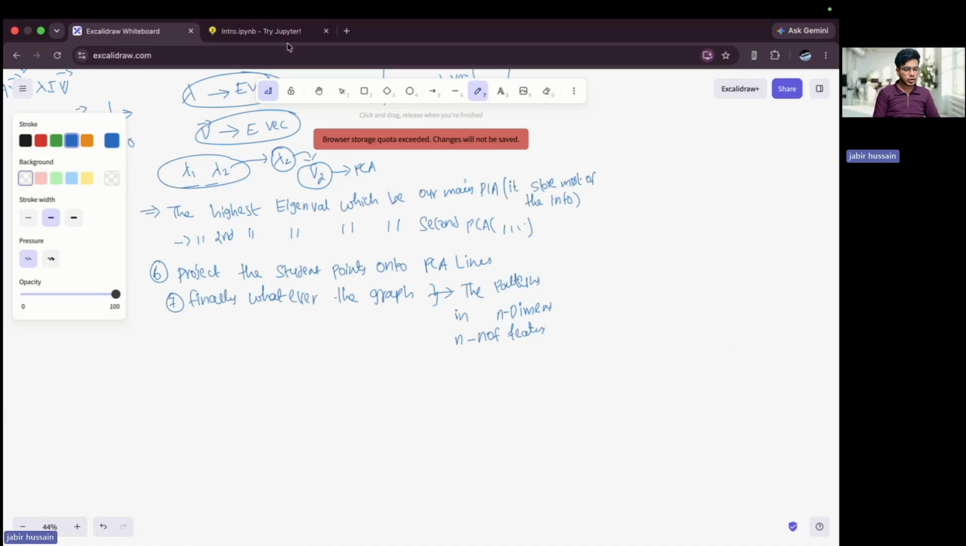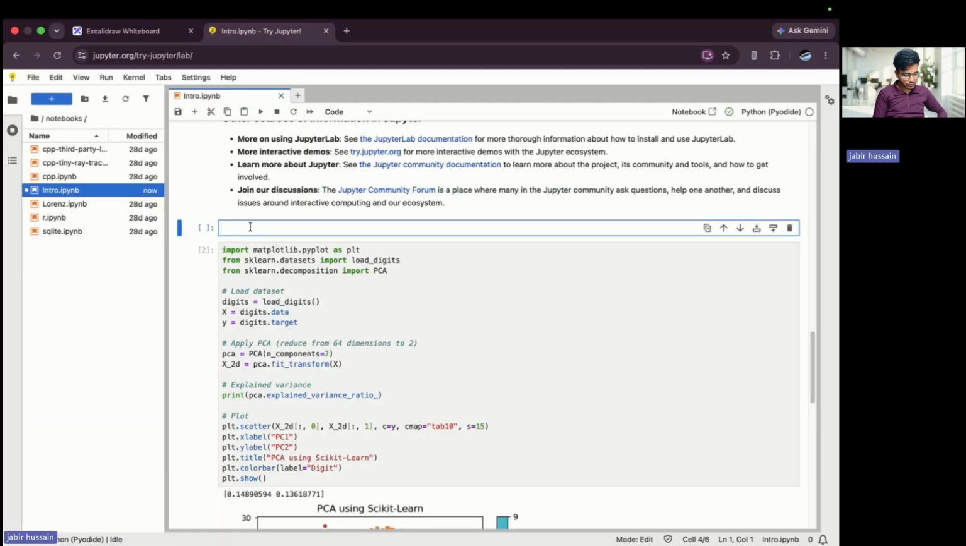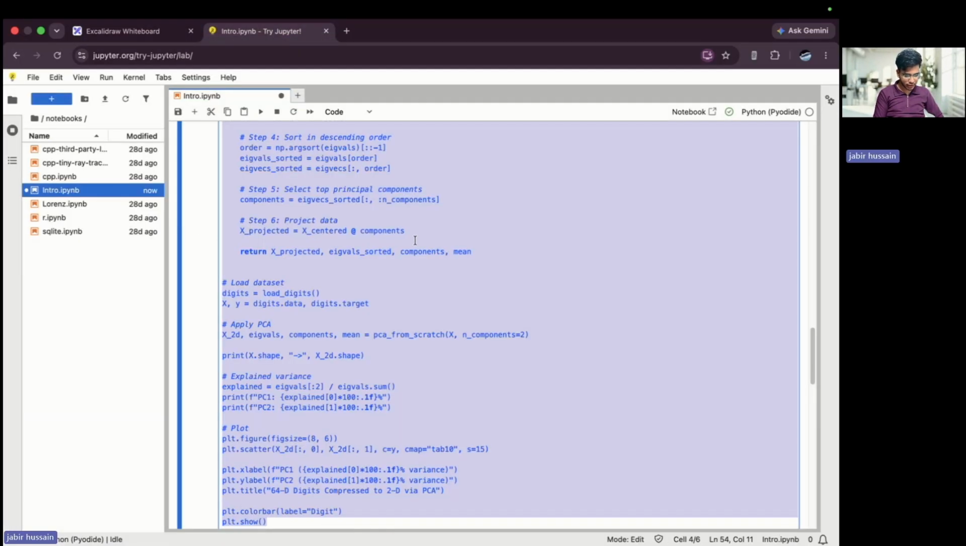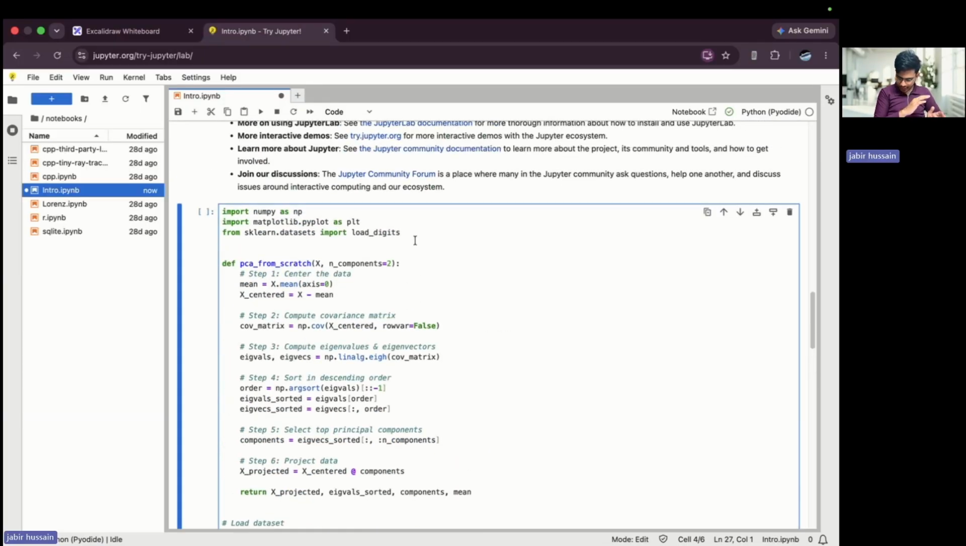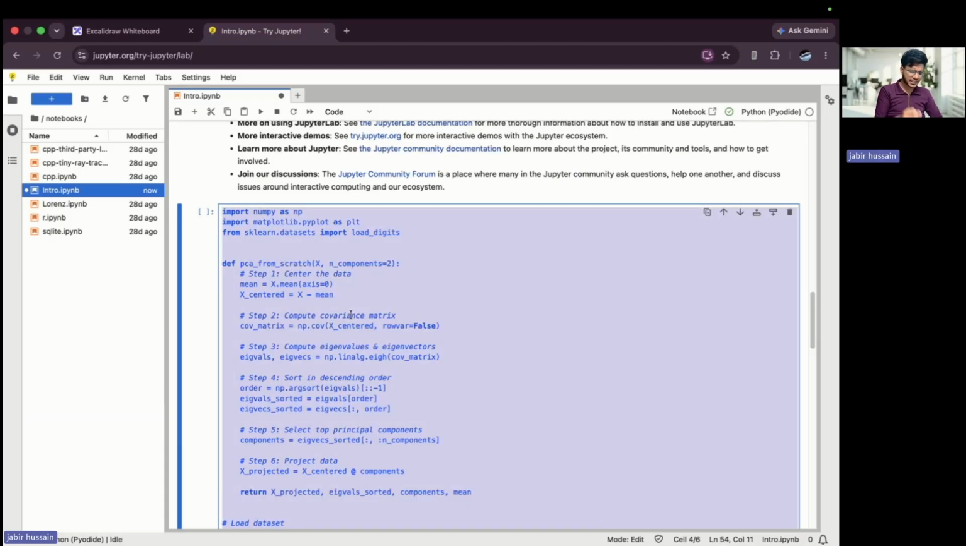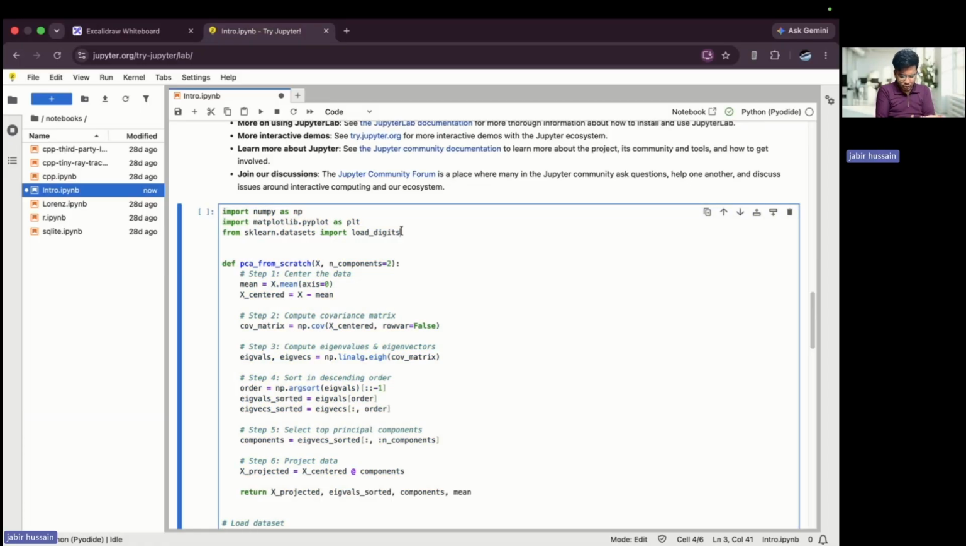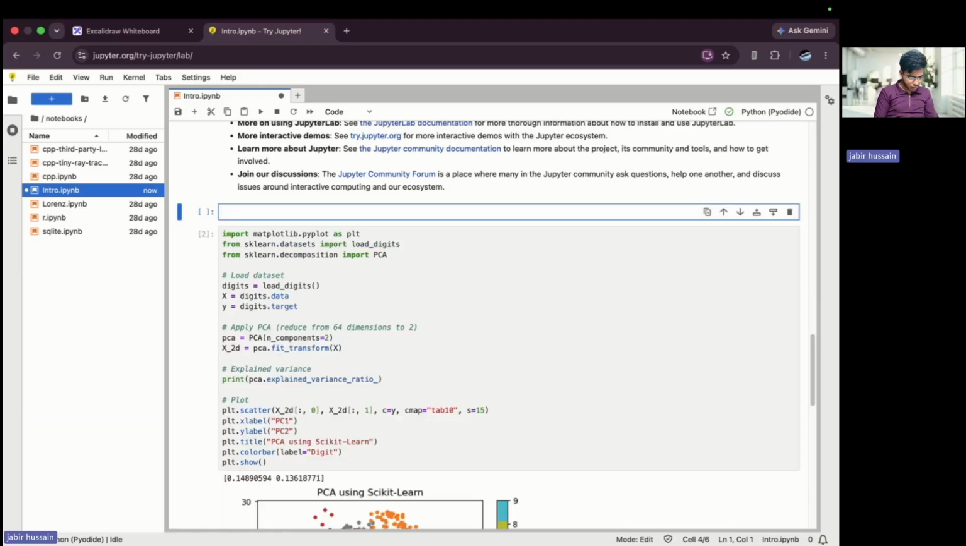Now, let me quickly go to Jupyter and explain the code as well. I just wrote the code, and I'll give you a brief of what it is. I wrote it a few minutes ago. So the first and foremost step is to import all the necessary libraries. We are importing NumPy, Matplotlib. Actually, let me code it, right? Okay.